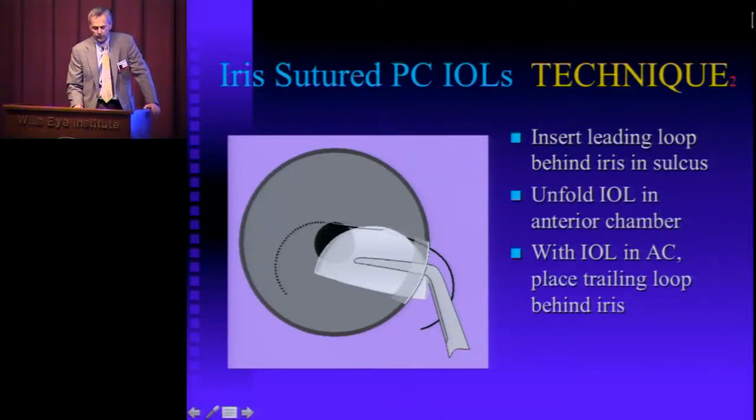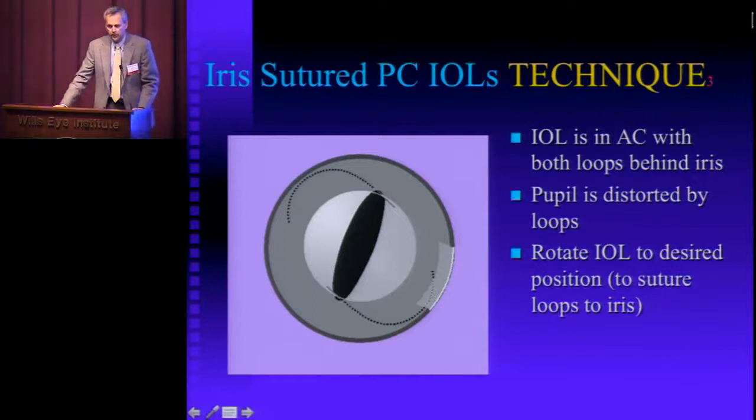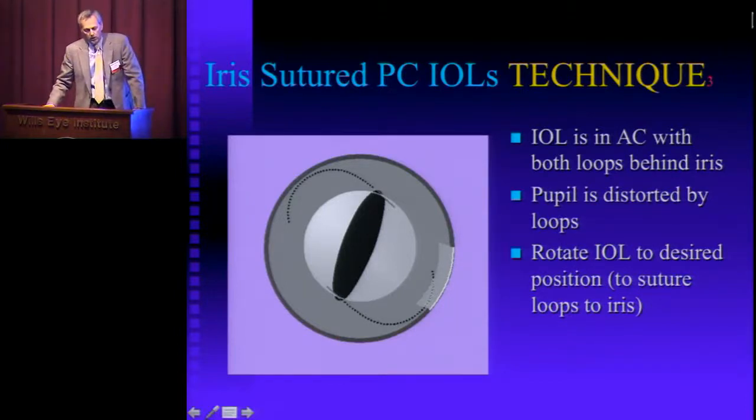And then you place the trailing loop behind the iris so that you end up with a cat's eye figure like you see here, where the optic is in front of the iris. The pupil is distorted by the loops, and you now have to get the lens into the desired position and then use a mechanical suture to suture the PMMA loops to the back surface of the iris.